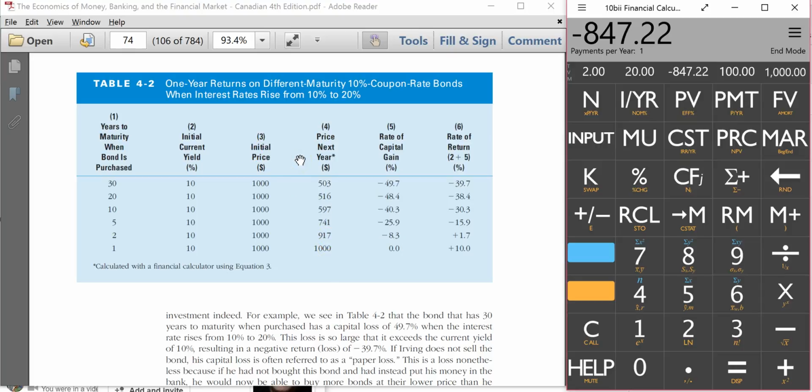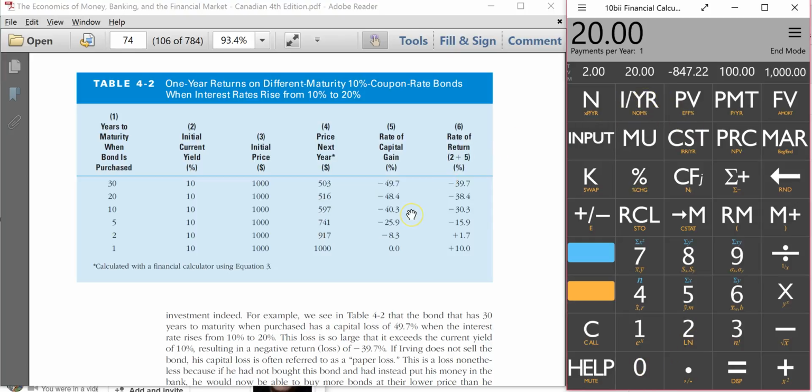Now, the problem is the scenario. The scenario is initially interest rates are at 10%, but they rise to 20% after 1 year. So this means the first year interest rates are 10%. The second year they're 20%. And this is how we're going to figure it out. Let me start all over. The price of the bond is going to be the same, $1,000. Coupon payment the same, PMT 100. Interest rate the same, 20%.